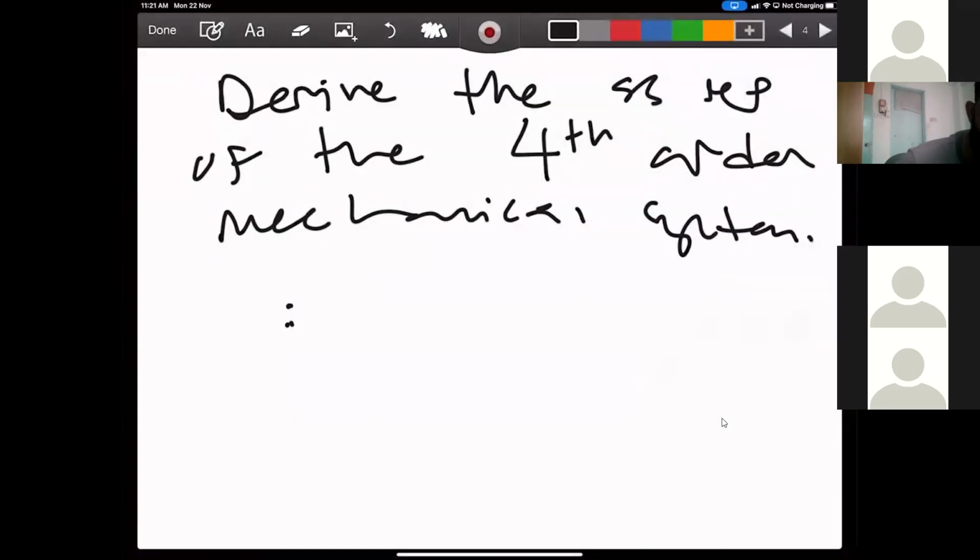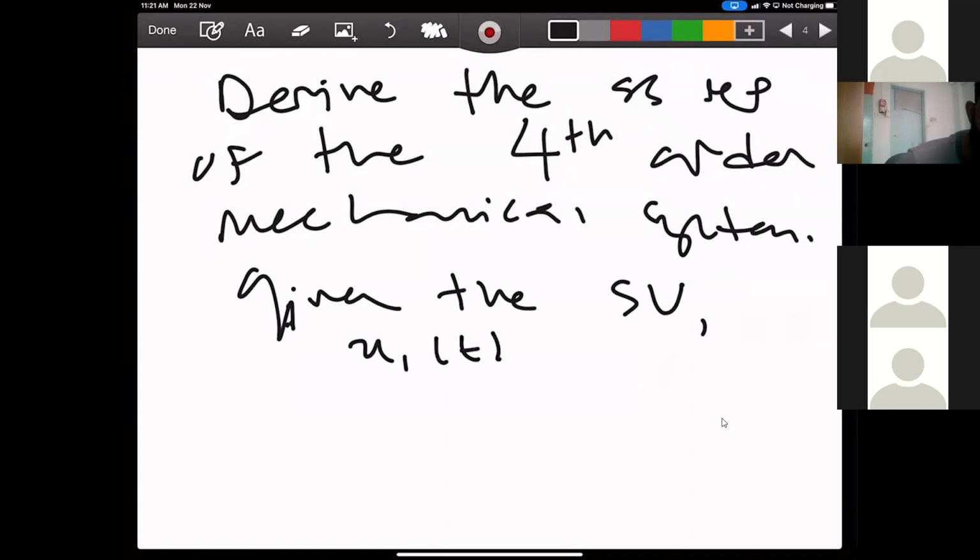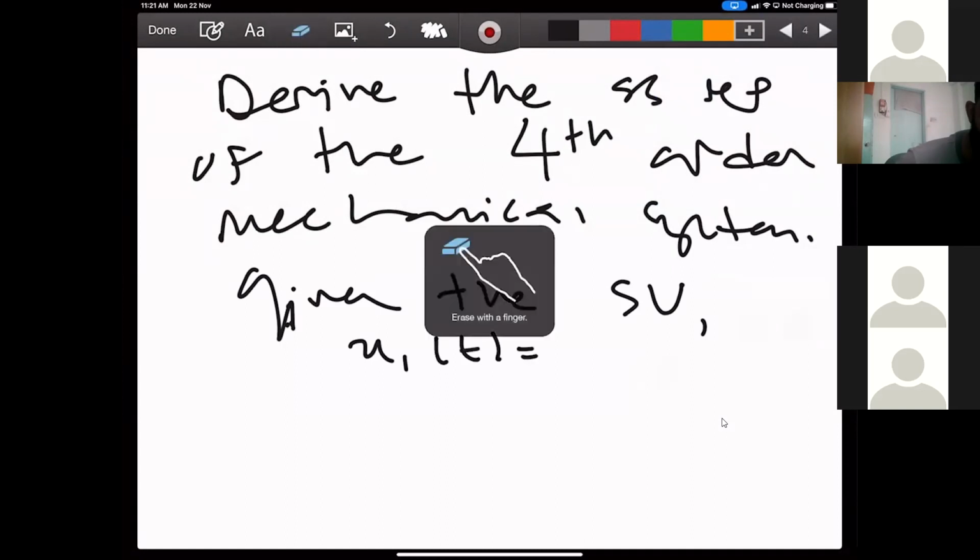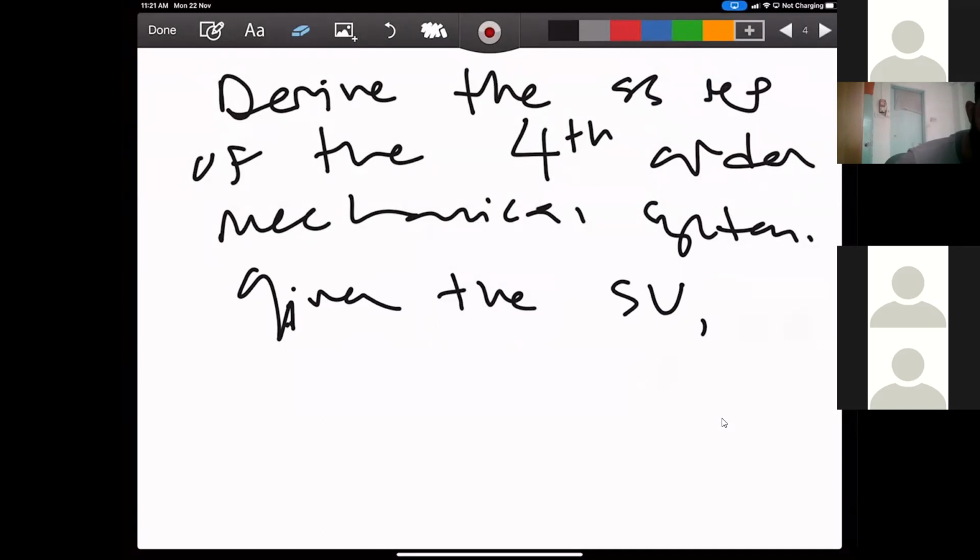Given the state variables, why do I use z? Because the displacement is x, so I don't want to confuse them, so I choose another name. You can use B as well, or F, or whatever names you like.